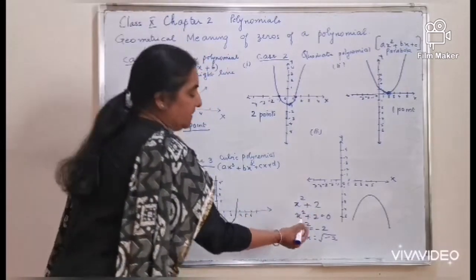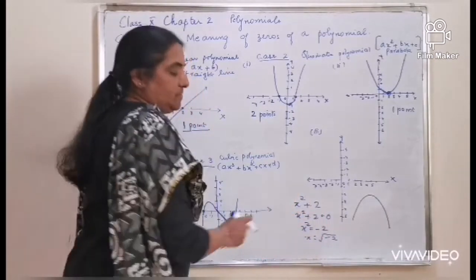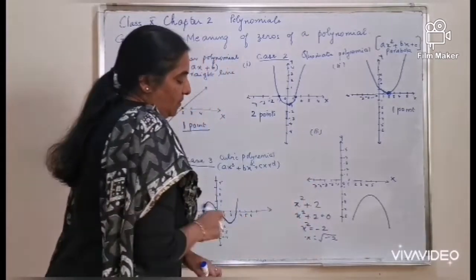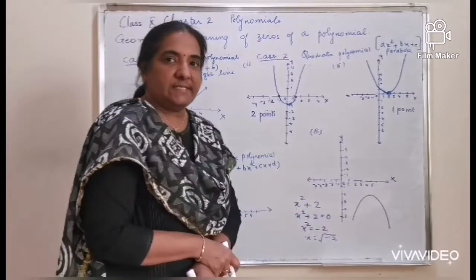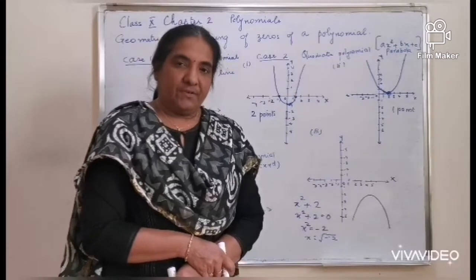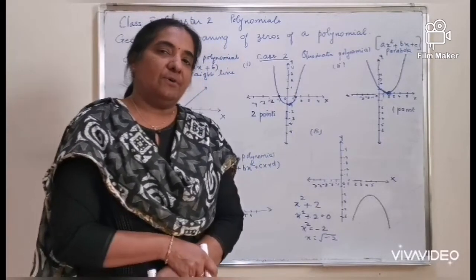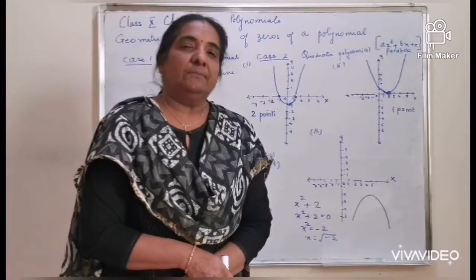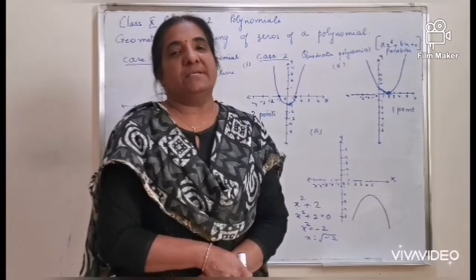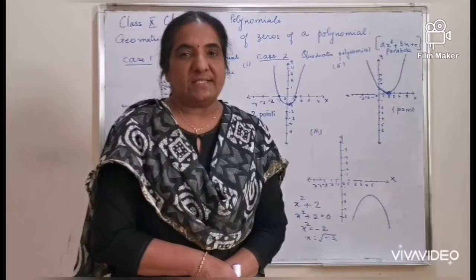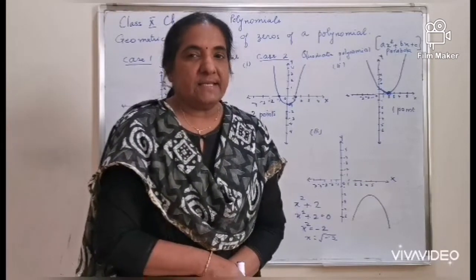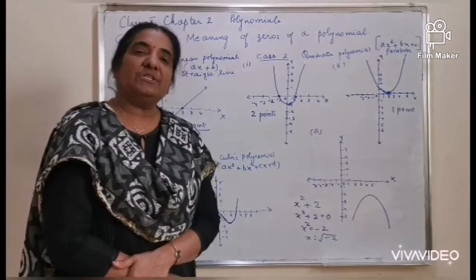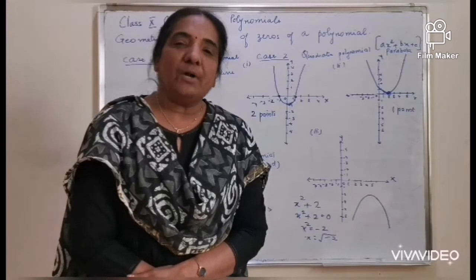By the algebraic method, x square plus 2 is equal to 0, x square is equal to minus 2, or the value of x is square root of minus 2, which does not belong to the system of real numbers. The value of x can be found by using the system of complex numbers, which is in the syllabus of class 11. Thus, from these graphs, what can you infer about the zeros of a polynomial?